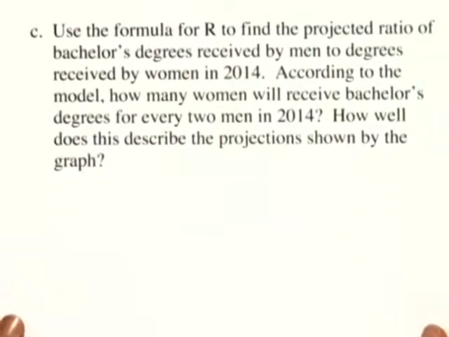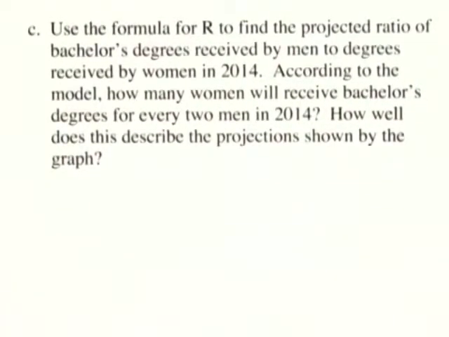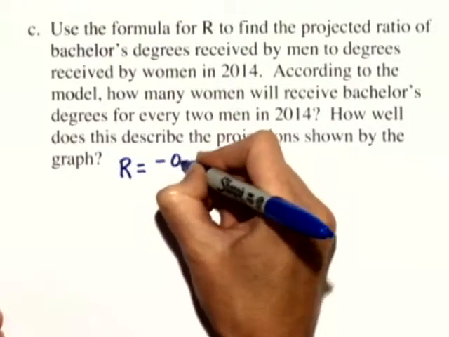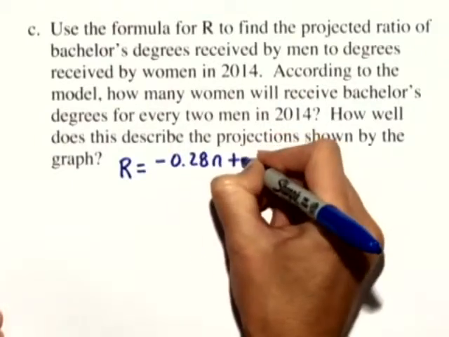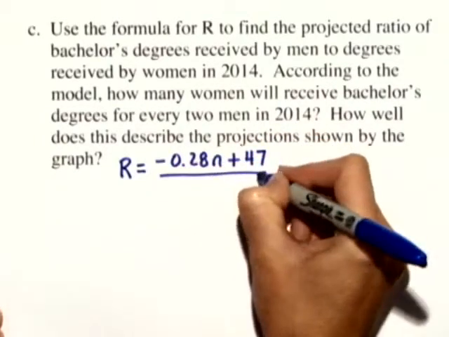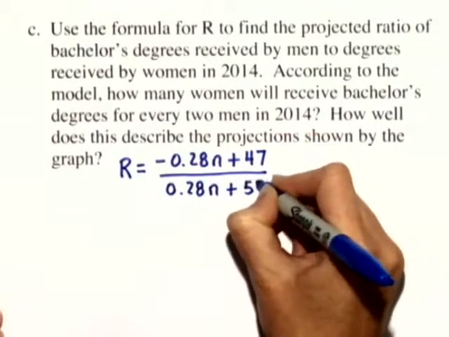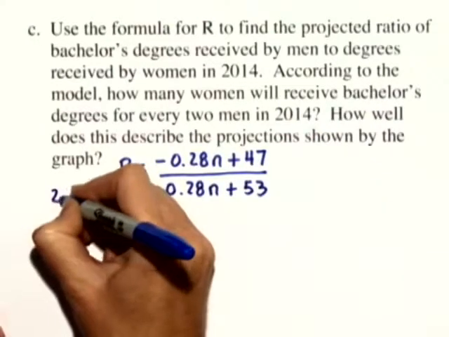Now, in Part C, we want to use that formula R to find the projected ratio of bachelor's degrees received by men to degrees received by women in 2014. According to the model, how many women will receive bachelor's degrees for every 2 men in 2014? And how well does this describe the projections shown by the graph? Well, first, let's just rewrite the ratio that we just wrote in Part B. R equals negative 0.28n plus 47 divided by 0.28n plus 53. Well, we're looking at the year 2014 in this case.